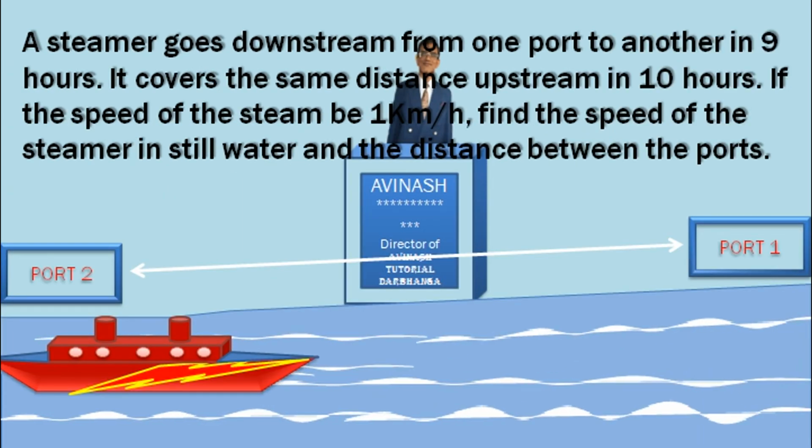Now, as the last line says, find the speed of the steamer in still water and the distance between the ports. That means you can see here that there are two ports, on my left-hand and right-hand side. We will have to find the distance between these two ports.